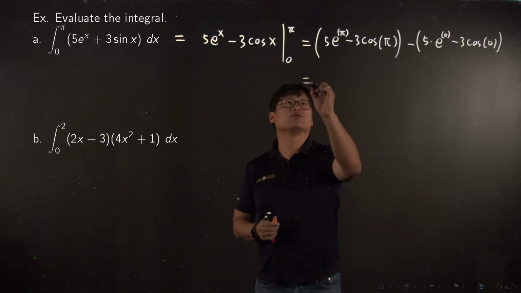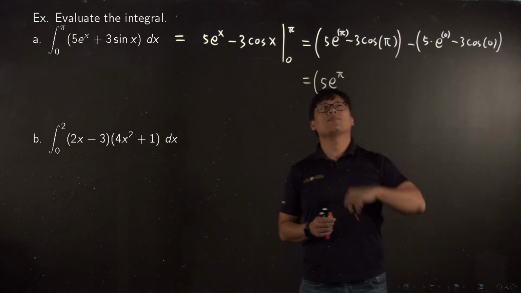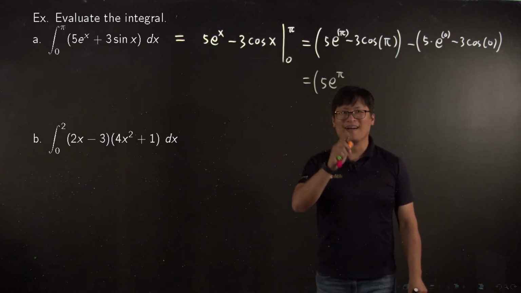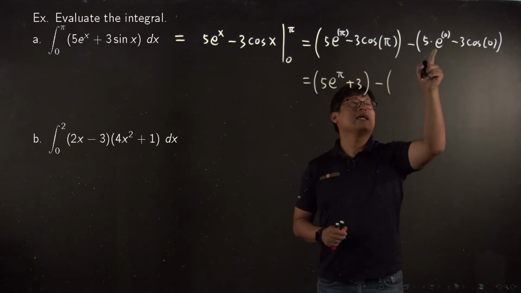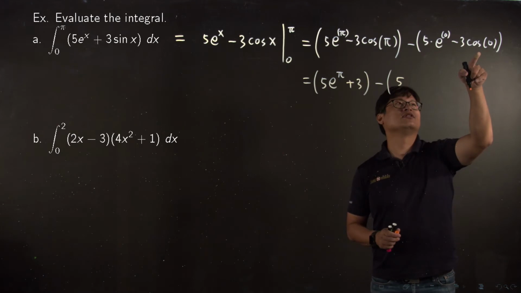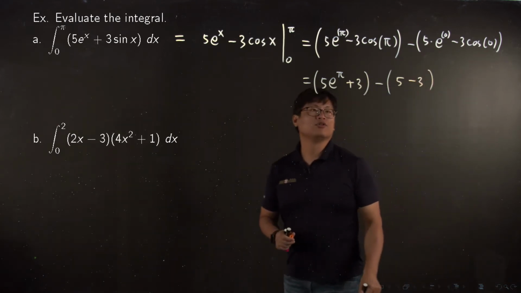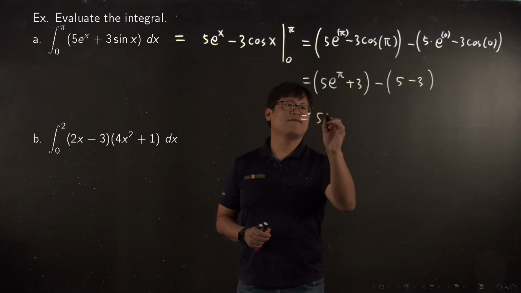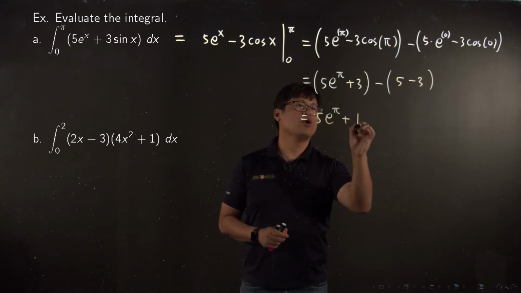Then that is equal to 5 e to the pi. And what is cosine pi? It is minus 1, right? So it will be plus 3 now. And minus e to the 0, which equals 1, so we're going to have only 5. And since cosine 0 equals 1, that gives 2, right? So 5 e to the pi, plus 3 minus 2, which is equal to plus 1.